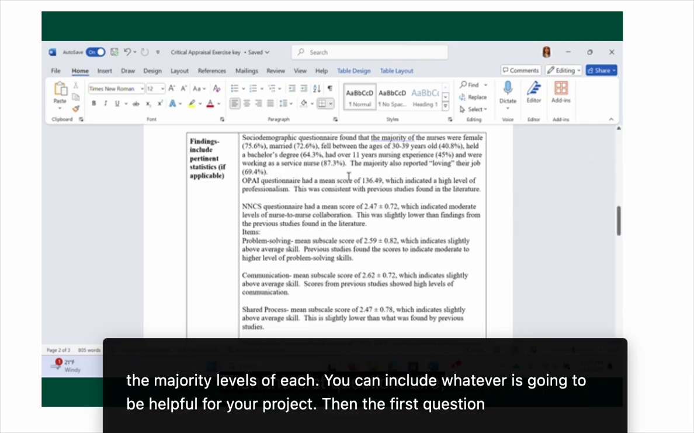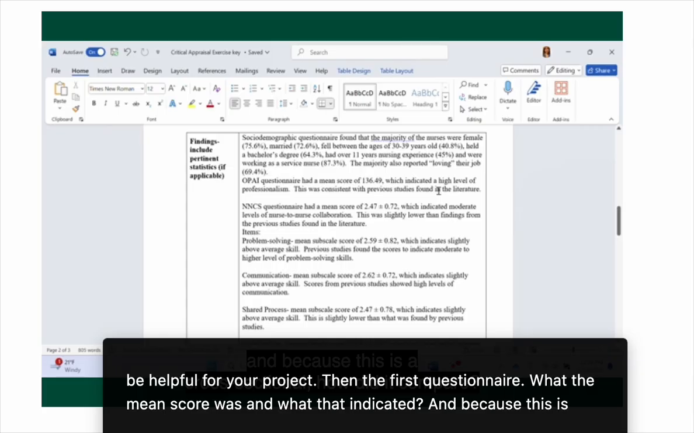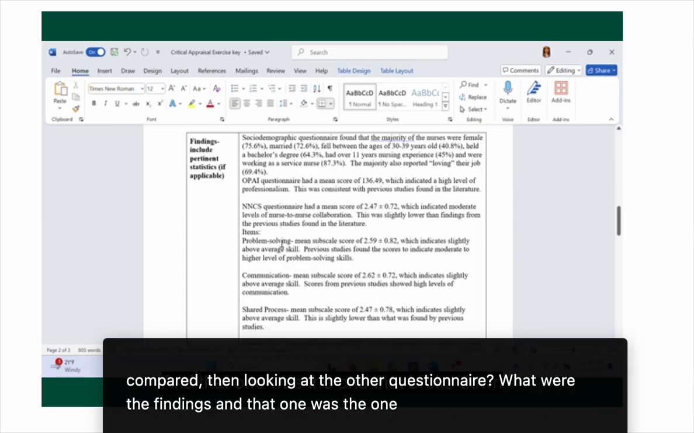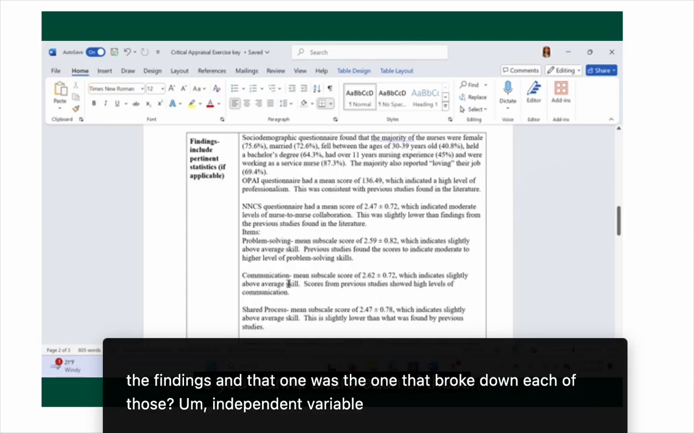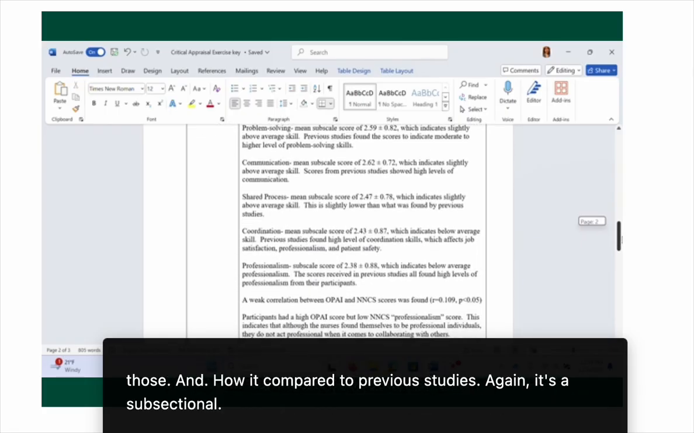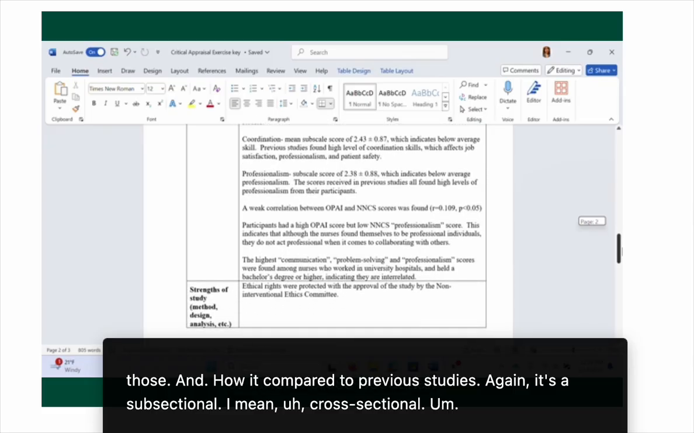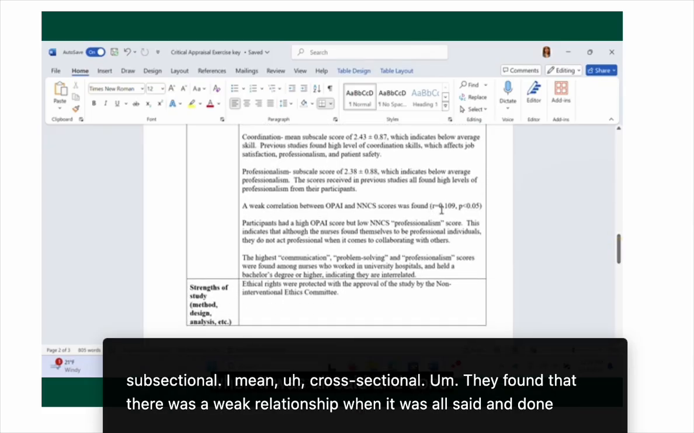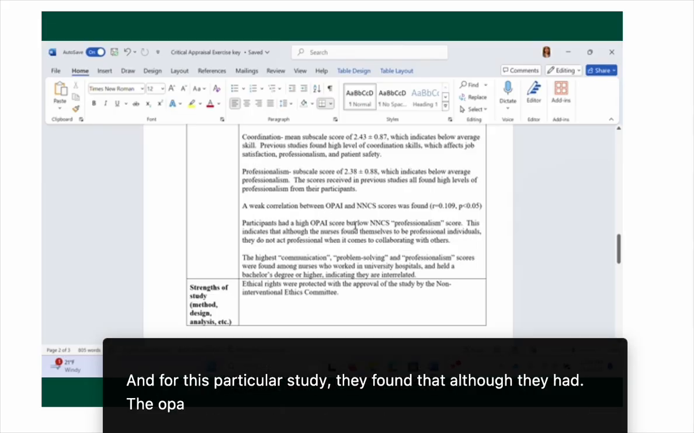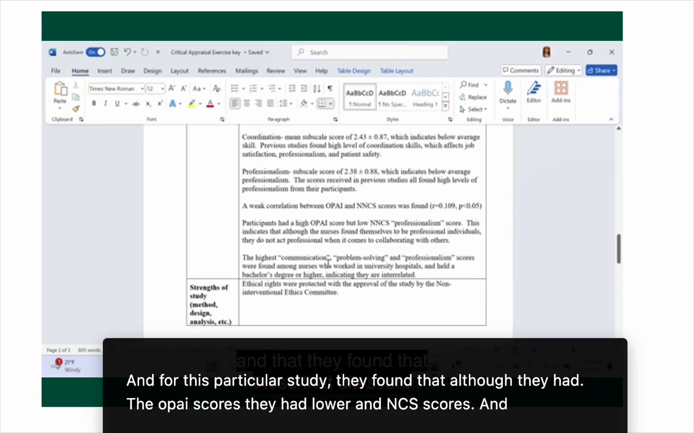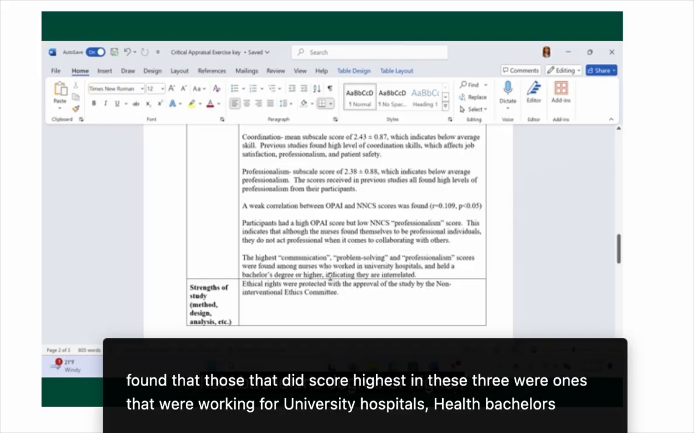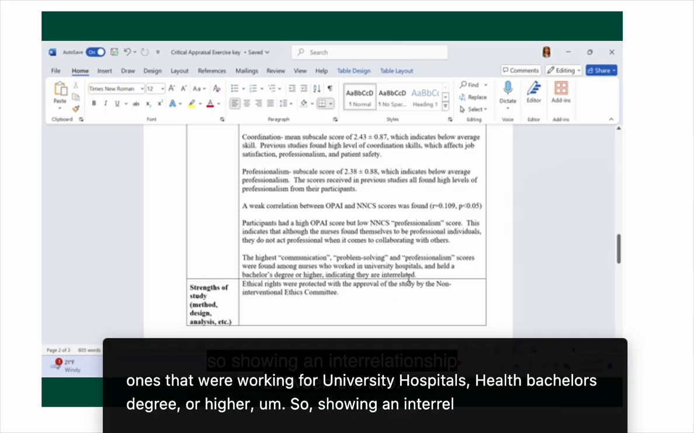Then the first questionnaire, what the mean score was and what that indicated, and because this is a cross-sectional study, how did it compare? What did they find that it compared? Then looking at the other questionnaire, what were the findings? And that one was the one that broke down each of those independent variables. So you want to share each of those and how it compared to previous studies. Again, it's cross-sectional. They found that there was a weak relationship. And for this particular study, they found that although they had high OPAI scores, they had lower NCS scores, and that those that did score highest in these 3 were the ones that were working for university hospitals, held bachelor's degree or higher. So they're showing an interrelationship between the 2.